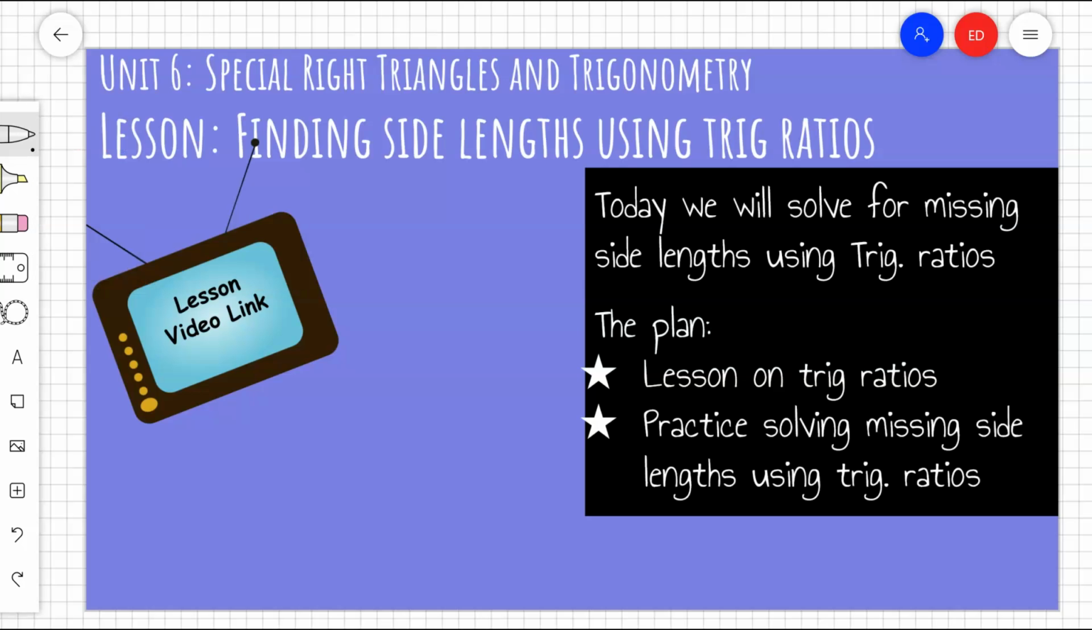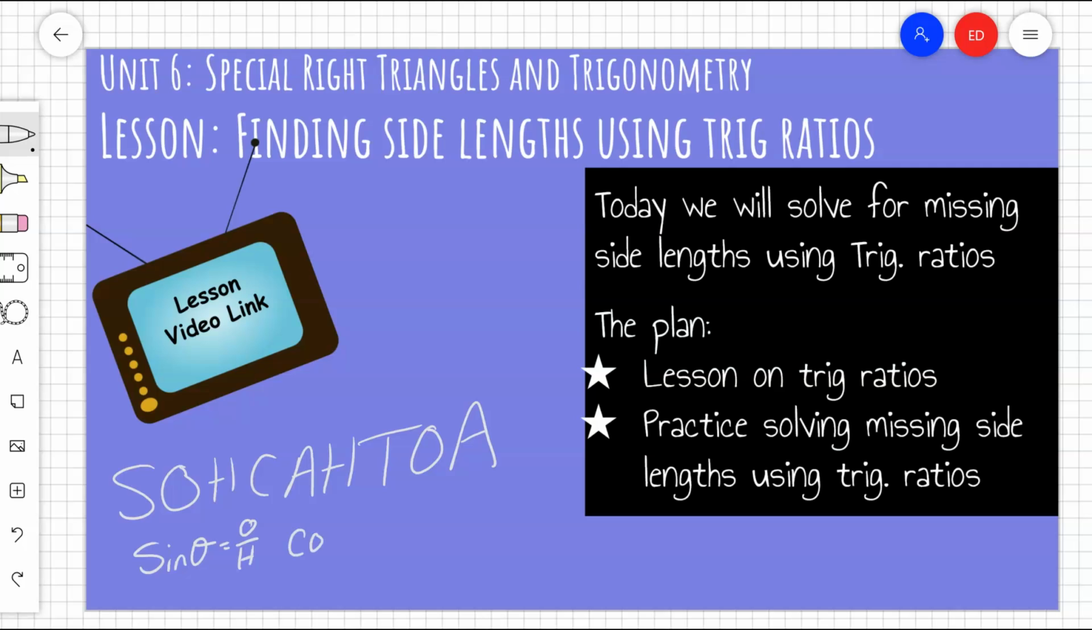All right, finding side lengths using trig ratios. Now that you know what those trig ratios are, which remember is SOH CAH TOA, and that's sine theta, or any angle. And we're going to talk about changing out theta and putting in an angle today, equals opposite over hypotenuse, cosine, which is adjacent divided by hypotenuse, and tangent theta equals opposite over adjacent.